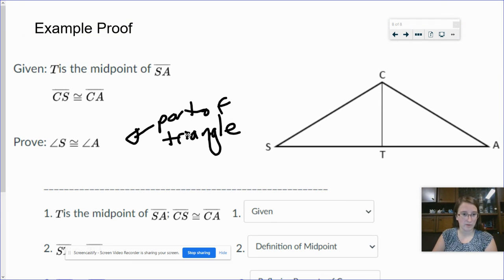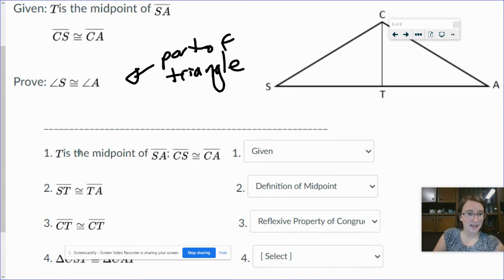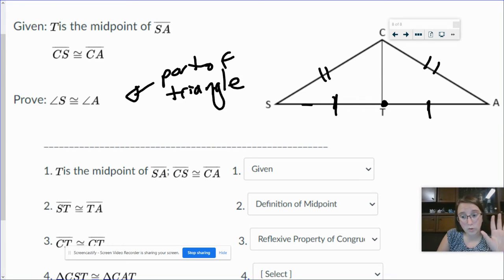Let me move this over a bit more. There we go. Now we can see the rest of the proof filled in. We have that T is the midpoint of SA, which is given up here, and that CS is congruent to CA. If T is the midpoint, I'm going to mark this on my picture. That means that ST is congruent to TA. And then also we have CS congruent to CA. I'm going to mark those with 2 again to show that they're different. So there are my 2 givens.